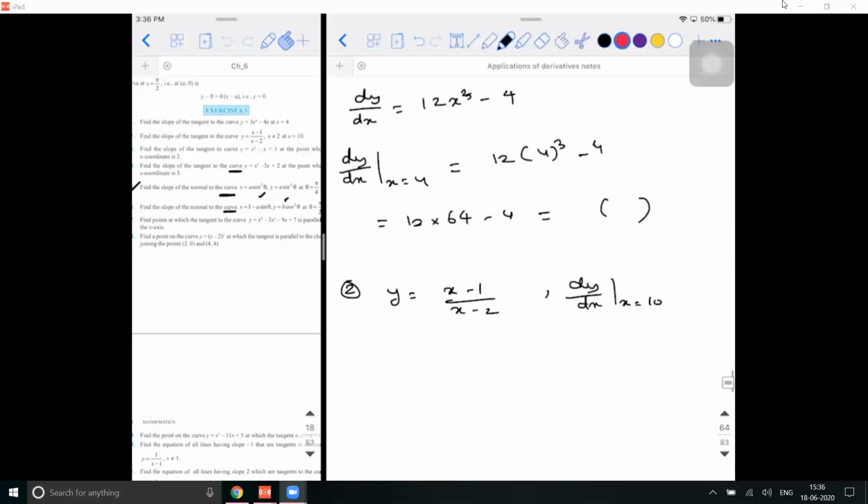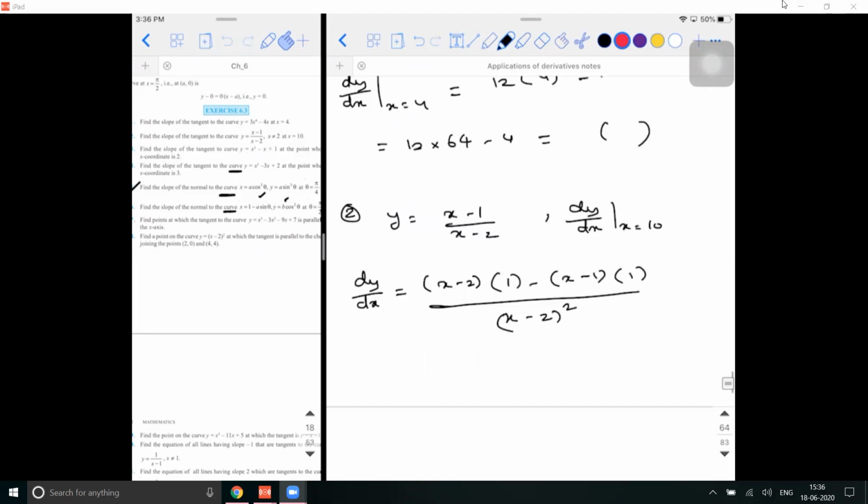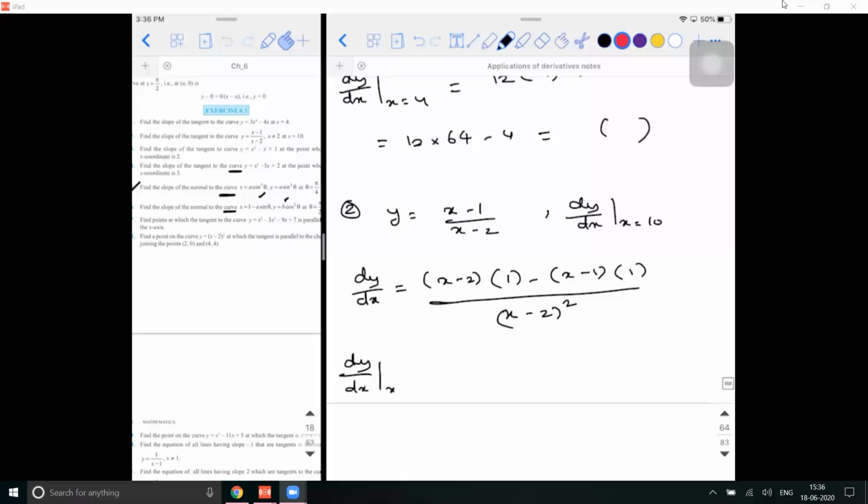Again, the same procedure. So dy by dx is equal to, you can do it along with me, x minus 2 into derivative of x minus 1 is 1 minus x minus 1 into derivative of x minus 2 is 1 divided by x minus 2 the whole square. So what is the value of dy by dx at x is equal to 10? So if you substitute the values, 10 minus 2, 8 into 1 minus 10 minus 1 is 9 divided by 10 minus 2 the whole square, that is 64. So you will have 8 minus 9 divided by 64, that is minus 1 by 64.